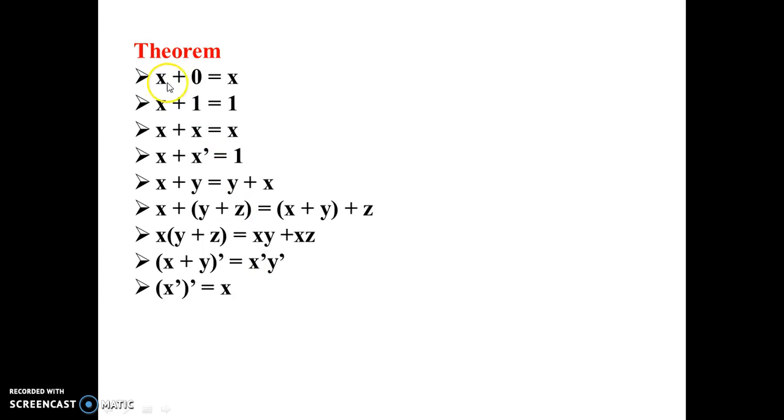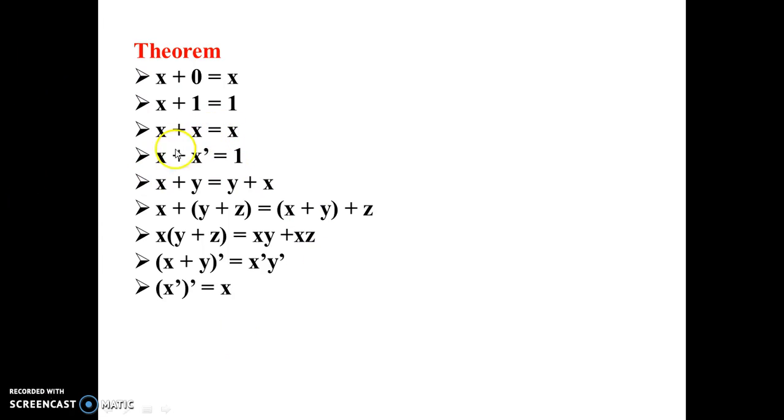And these are the basic identities. The first one is X plus 0 equal to X. Anything plus 0 is the same as the input. And X plus 1 is equal to 1. Anything plus 1 is equal to 1, and anything plus 0 is equal to that same function only. And X plus X is equal to X. So, anything plus the same thing is equal to itself.